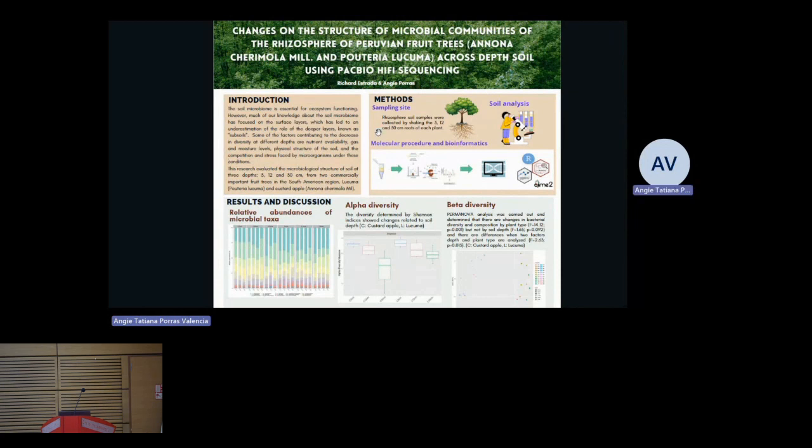About the methods. Rhizosphere soil samples were collected by shaking the roots at 3, 12, and 30 centimeters of each plant. Then a soil analysis was performed, and finally DNA extraction, 16S rRNA amplification, and sequencing were performed. The 16S rRNA sequence was obtained using the PacBio platform, which has the advantage of providing more precise information at the species level. Then all analyses and graphs were generated with R packages.